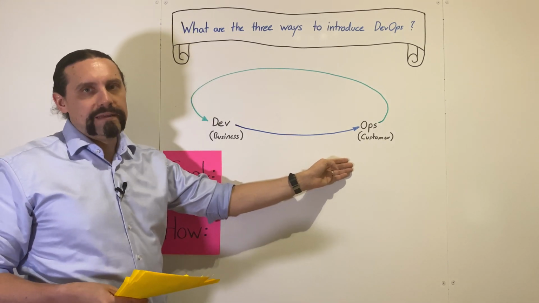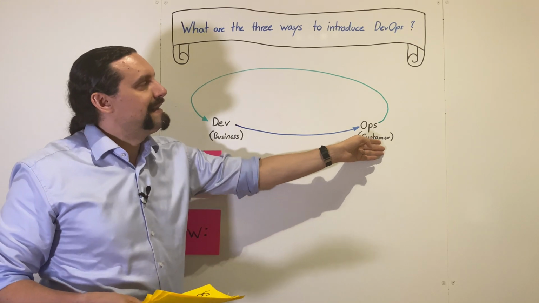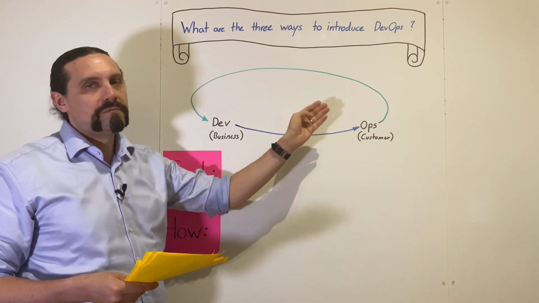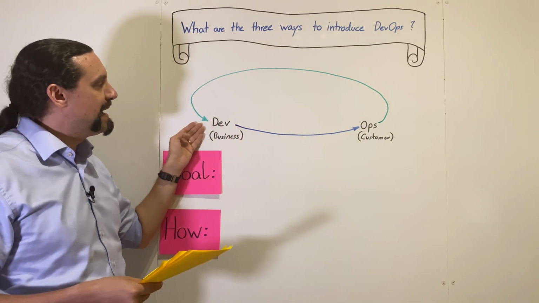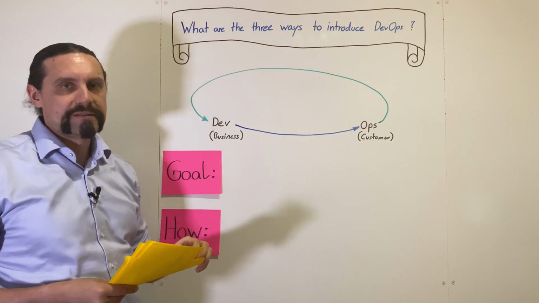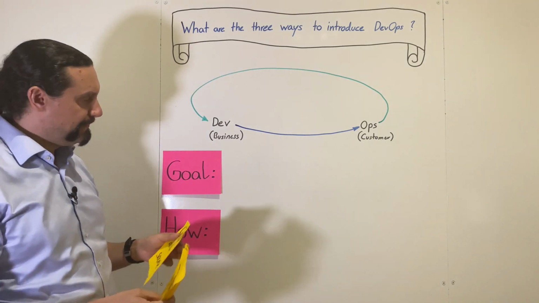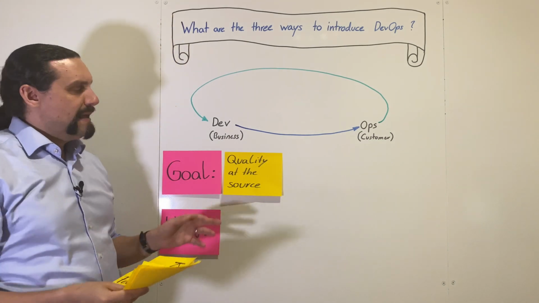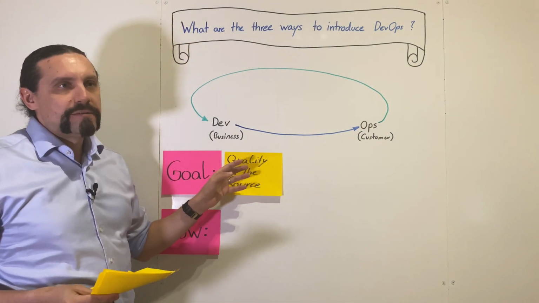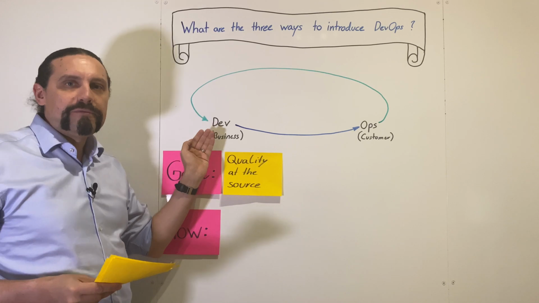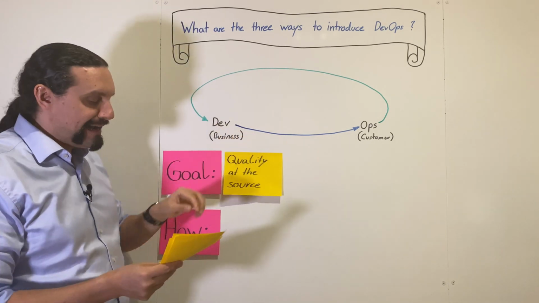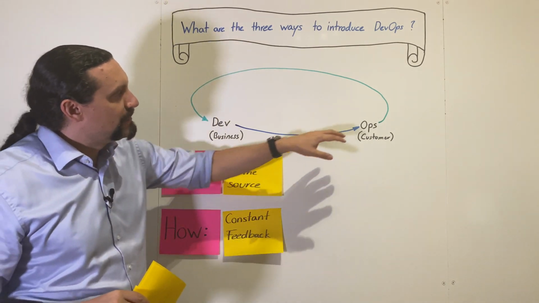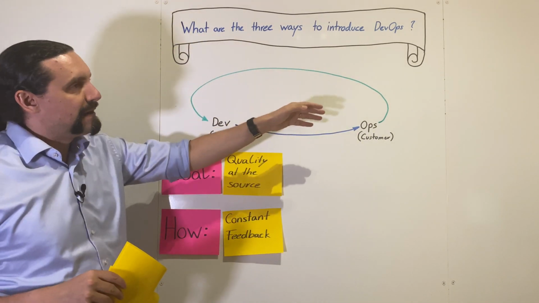The second way to introduce DevOps is getting feedback as fast as possible from the customer, from production or from operation back to the development or business. We want to do that to have quality at the source. We want to have quality at the source because only with that information we can make the right decisions here. And we need to have that so that we can have constant feedback from production.